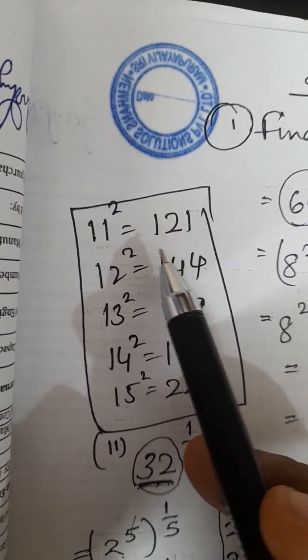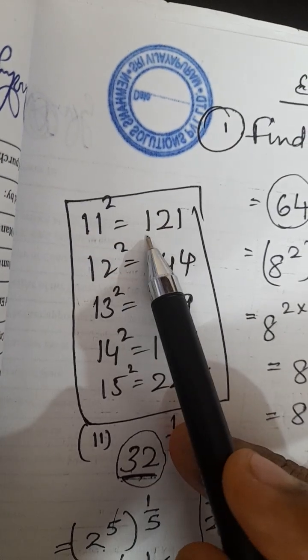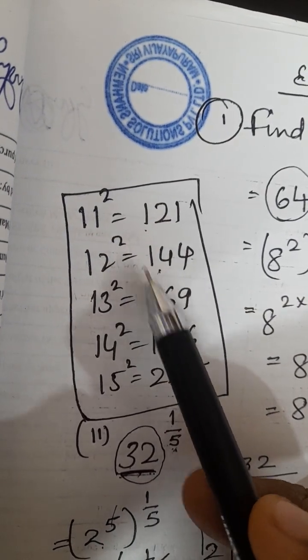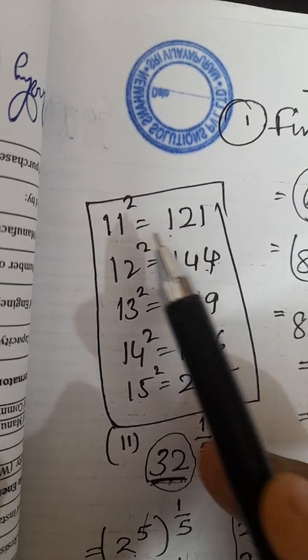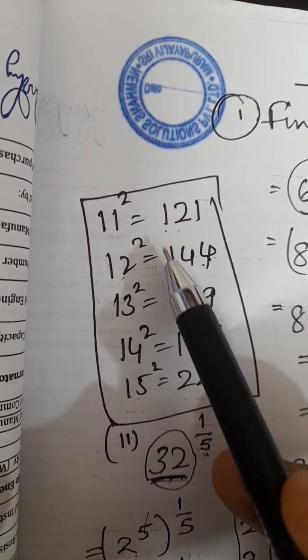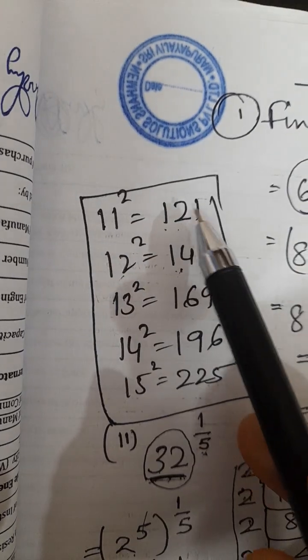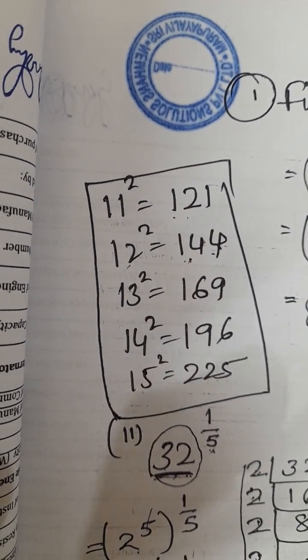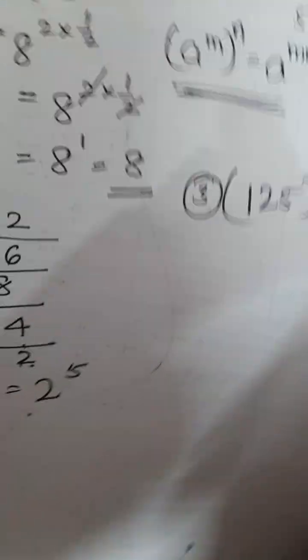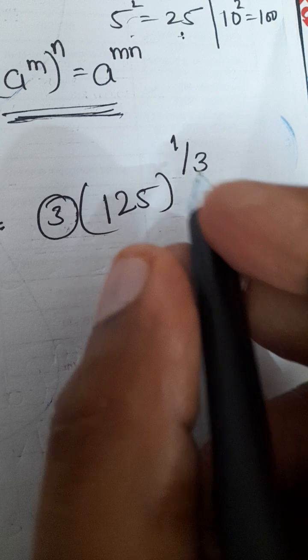125 is not a perfect square because 121 and 144, it lies between these. 11 square is 121, 12 square is 144. This 125 lies between these two numbers, hence it is not a perfect square. So again we go by the factorization method to find out if I can represent 125 in some other way.